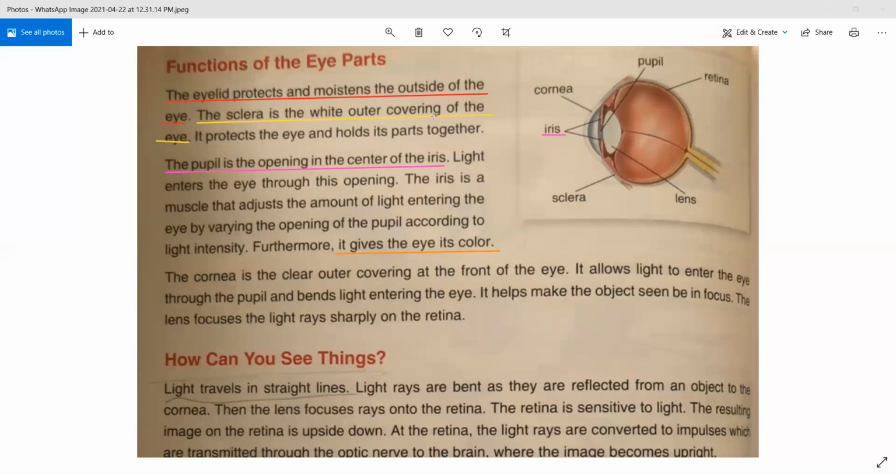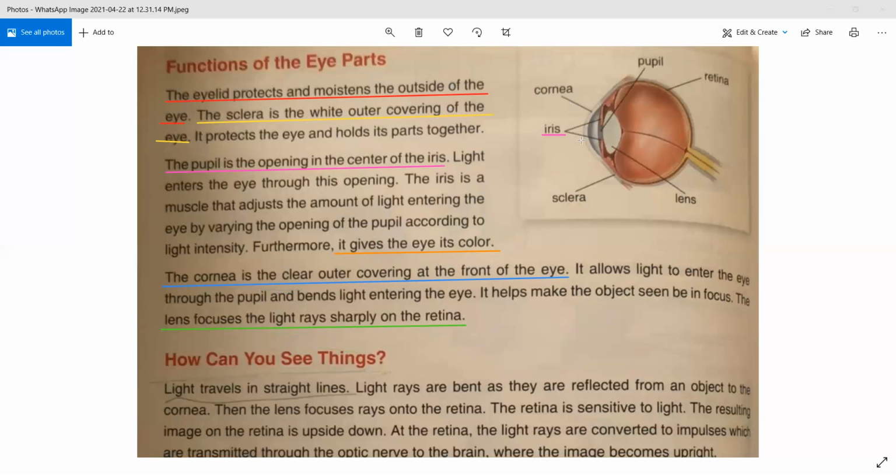The cornea is the clear outer covering at the front of the eye. Finally, the lens focuses the light rays sharply on the retina. This is all you need to remember.